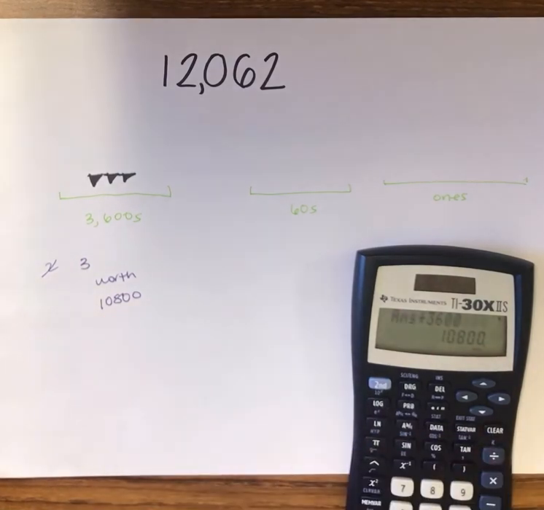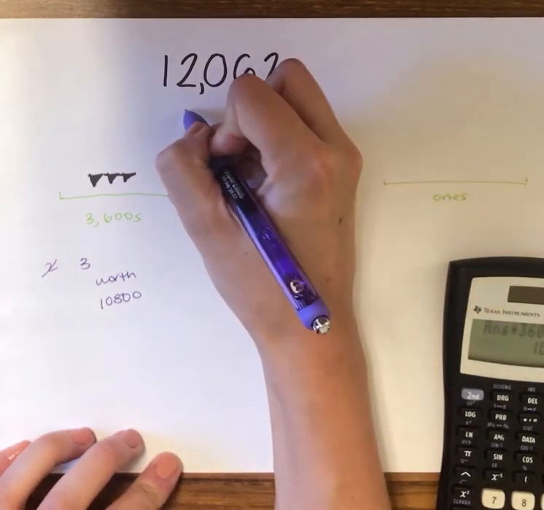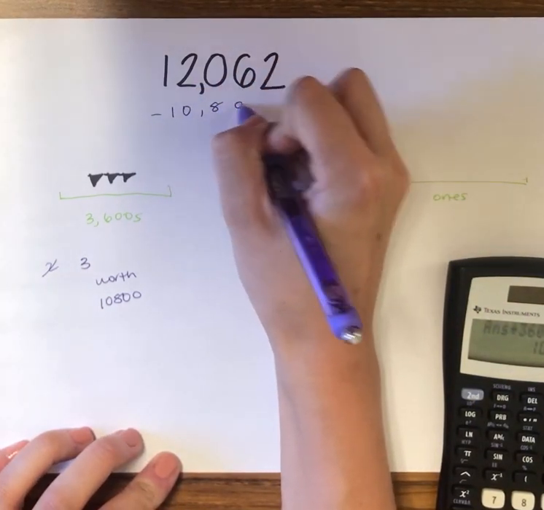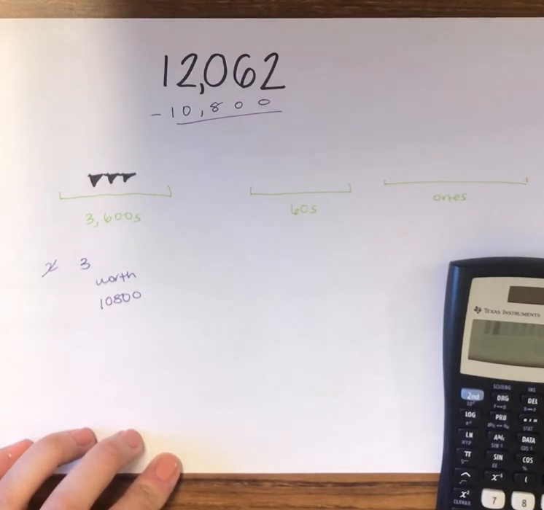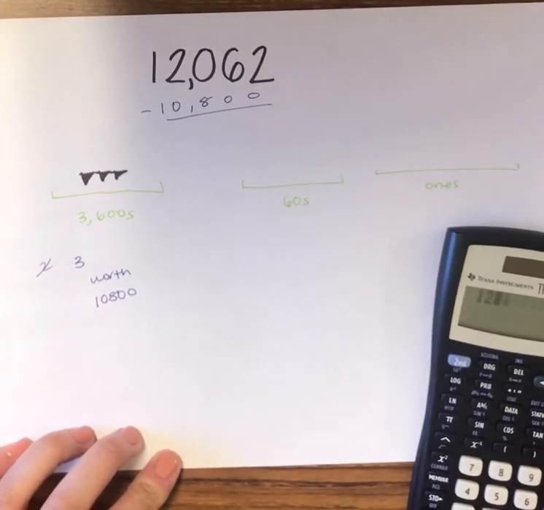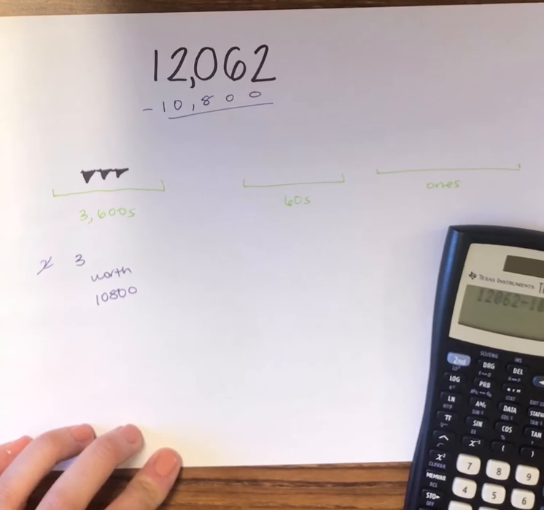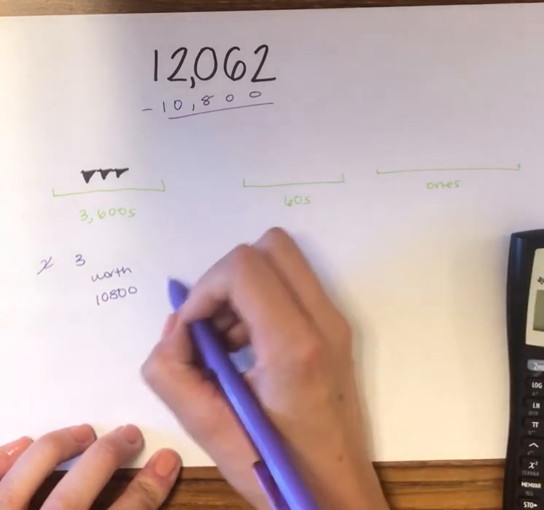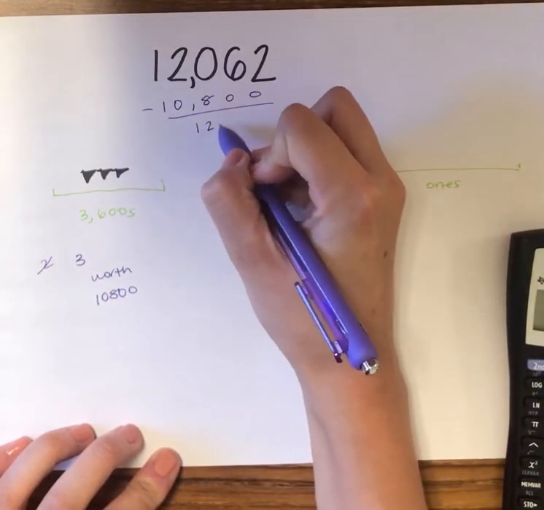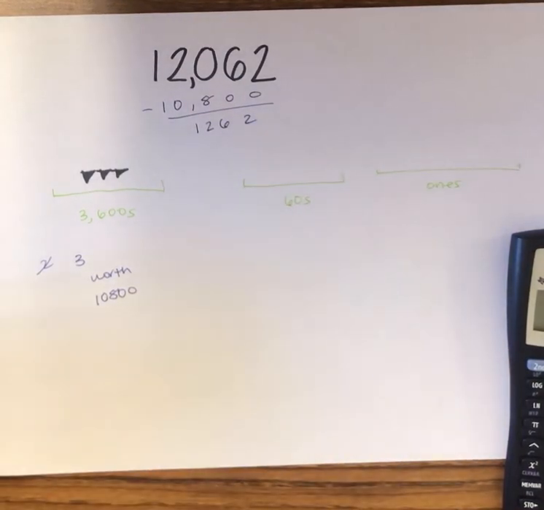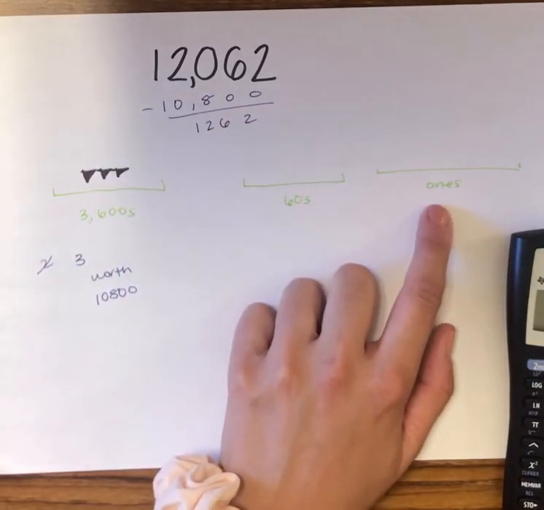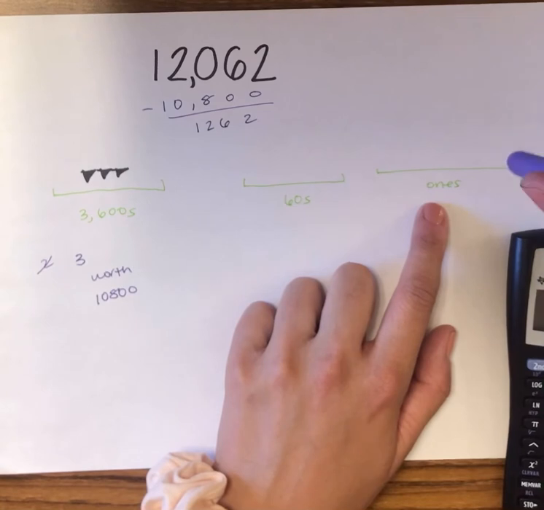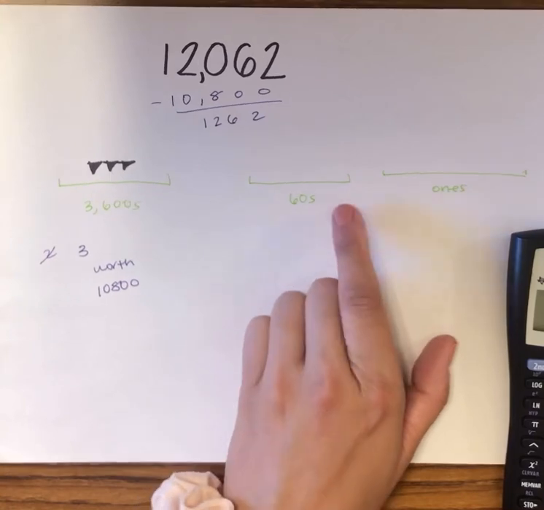So I need to figure out what's left in my number. So I'll subtract that. If I've already used 10,800, what's going to be left? I'll use my calculator to do that, minus 10,800. So left over to put into my 60s and my ones so far is 1,262. Okay. So now I know I'm not going to put all 1,262 into my ones place because that's way more than 60. So I need to figure out how many 60s are going to go into that.